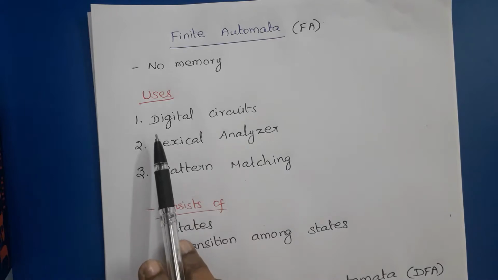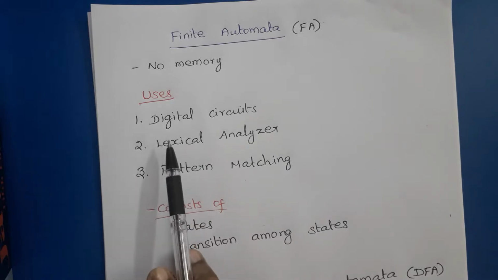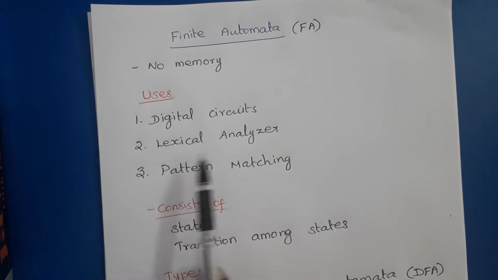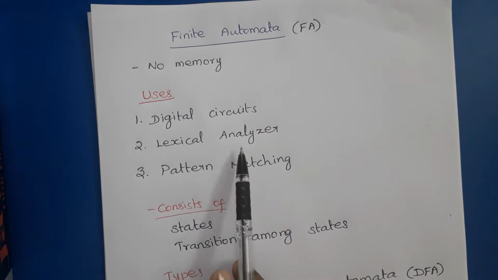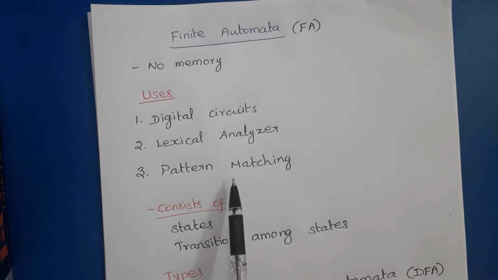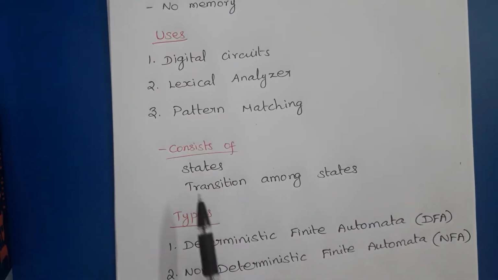The uses of finite automata are: it is used for checking the behavior of digital circuits, and it is used for constructing the lexical analyzer phase of the compiler. The lexical analyzer reads the characters in the source program and groups them into tokens. The third use is pattern matching in large bodies of text. For example, if we want to search for a word, phrase, or sentence in a web page, then this model can be used. A finite automata consists of a set of states and transitions among states based on the input symbols.